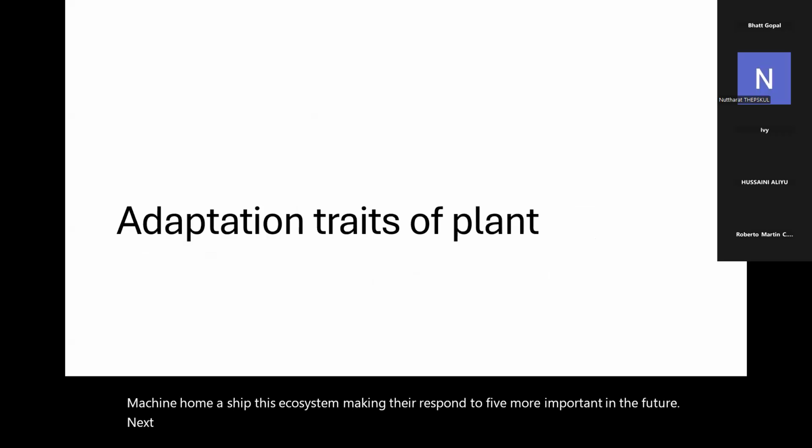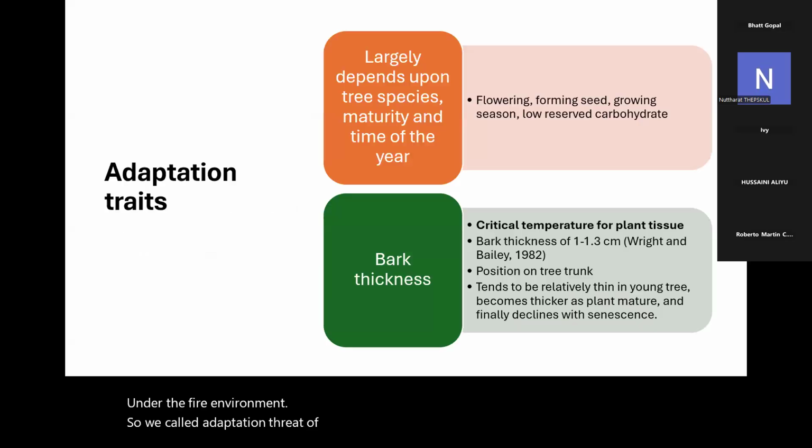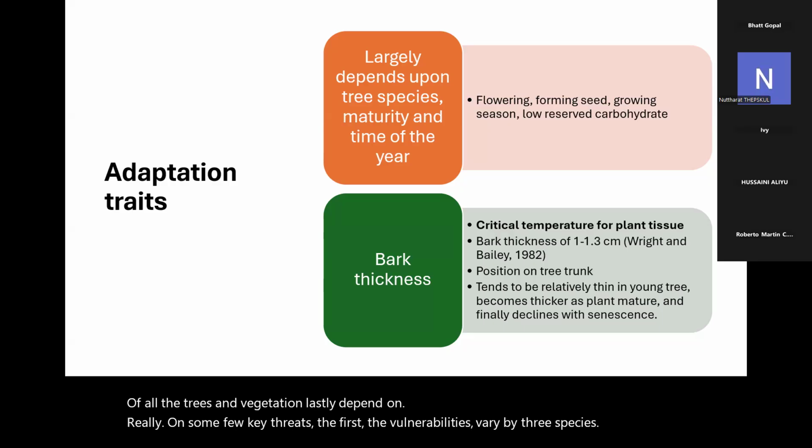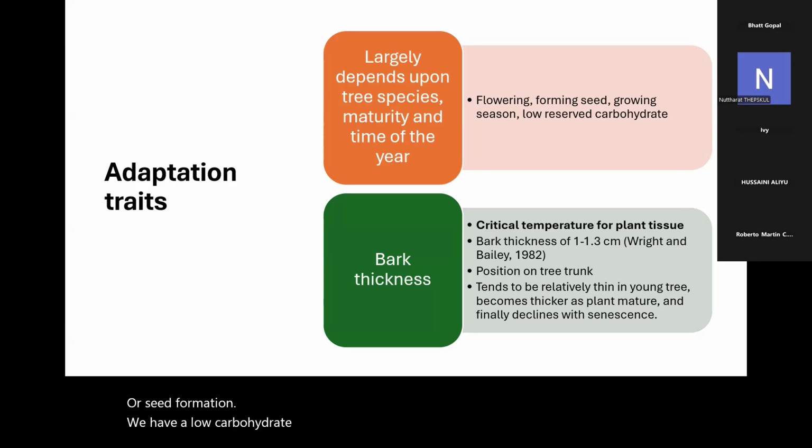Next, I would like to show you some important things about how plant species survive under the fire environment. We call this the adaptation traits of the plant. The adaptation to fire for trees and vegetation largely depends on a few key traits. The first, the vulnerability varies by tree species, maturity, and seasonality. For example, during flowering or seed formation, trees have a low carbohydrate reserve and are more sensitive to fire.